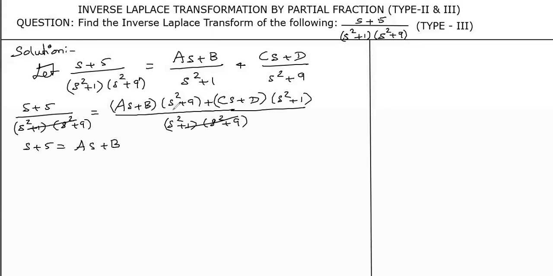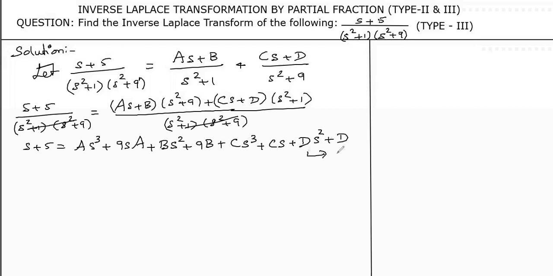Now I'm just doing the multiplication here itself because it will be easy for you. As times s square will be as cube, plus 9as will be there here. And multiplying with b will become b s square plus 9b. And now with the c, cs with the s square will become cs cube plus cs will be there. Similarly, plus d s square plus d will be there. And now it is easy to continue from this equation. So this is the main equation. After finding, you have to apply here.